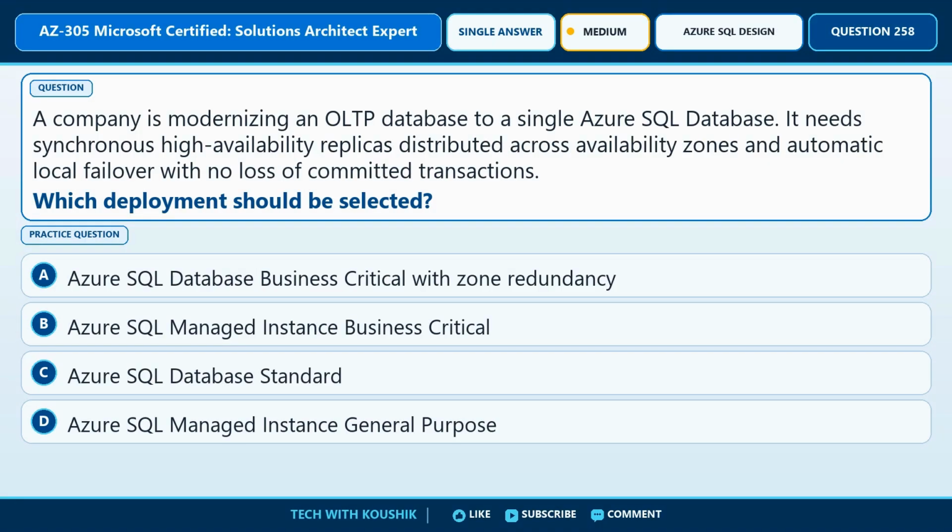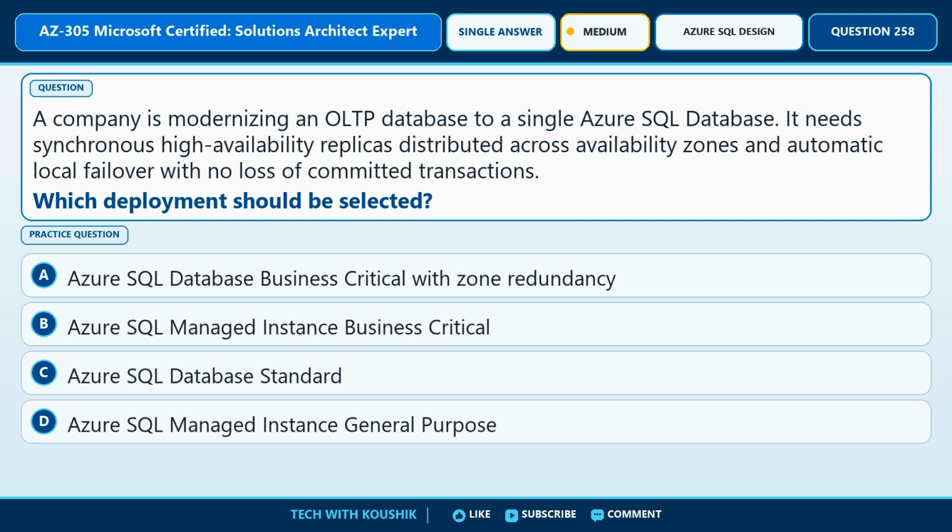Now consider question number 258. Review the situation. A company is modernizing an OLTP database to a single Azure SQL database. It needs synchronous high-availability replicas distributed across availability zones and automatic local failover with no loss of committed transactions. Which deployment should be selected?